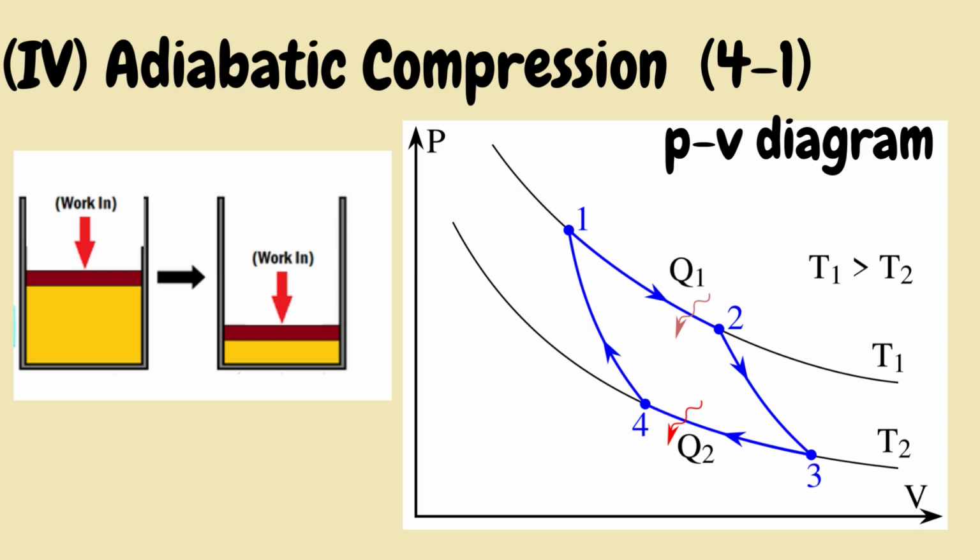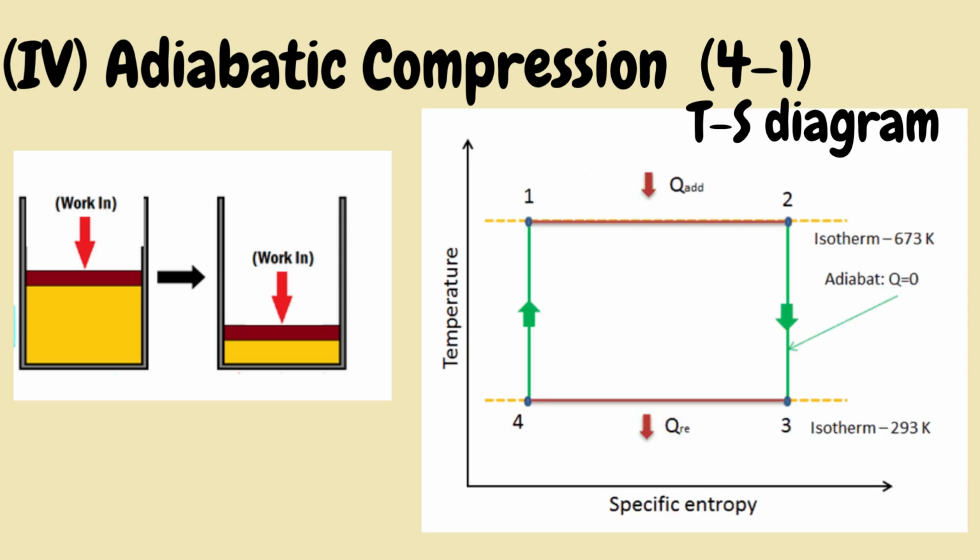No heat is exchanged. On the TS diagram, the process is represented by a vertical line upward. Entropy remains constant. Temperature increases from TL back to TH. This process closes the cycle and restores the system to its initial state.